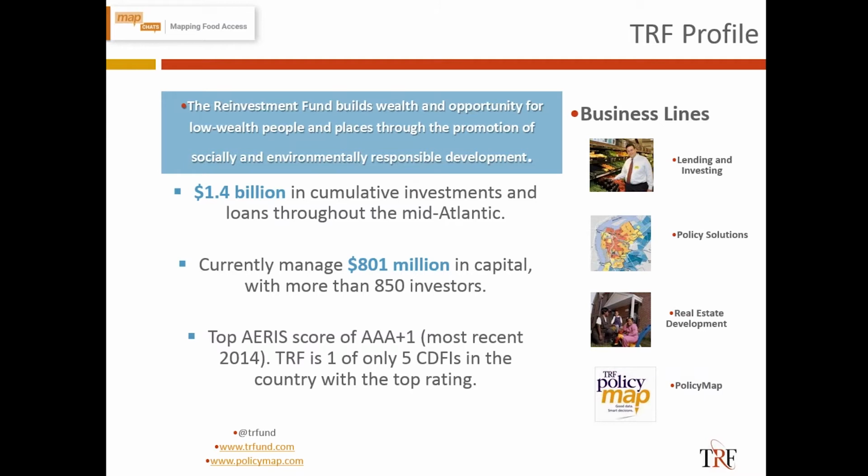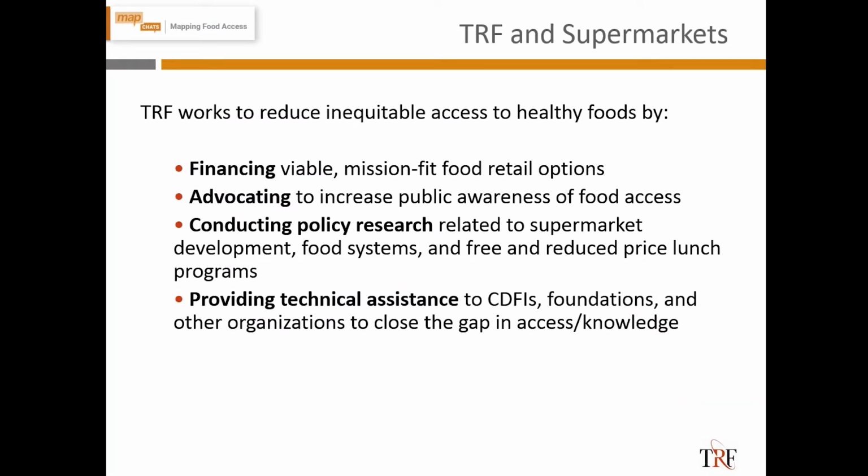That includes community facilities such as charter schools, child care centers, affordable housing, of course, as well as energy efficiency. And then the reason I'm talking to you today, obviously, is our supermarket financing program. We also have Policy Solutions, which is the unit I work for, and PolicyMap, as you all know. As far as our work related to food access and healthy food financing, we focus on financing supermarkets. We focus on advocating for public programs and public-private sector partnerships, for that matter, to increase access to healthy foods.